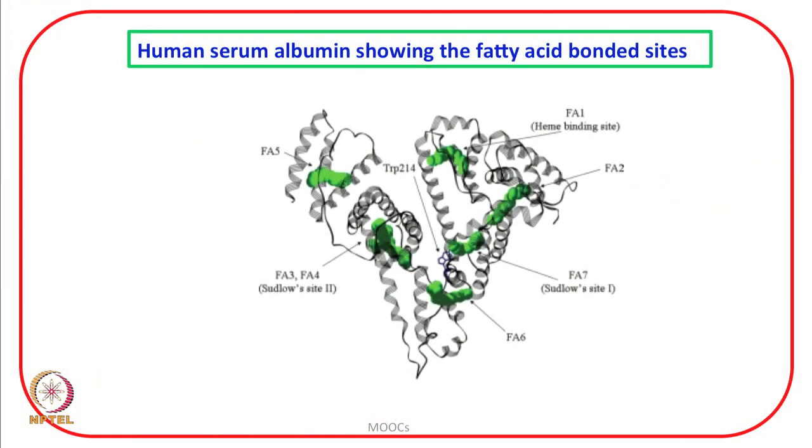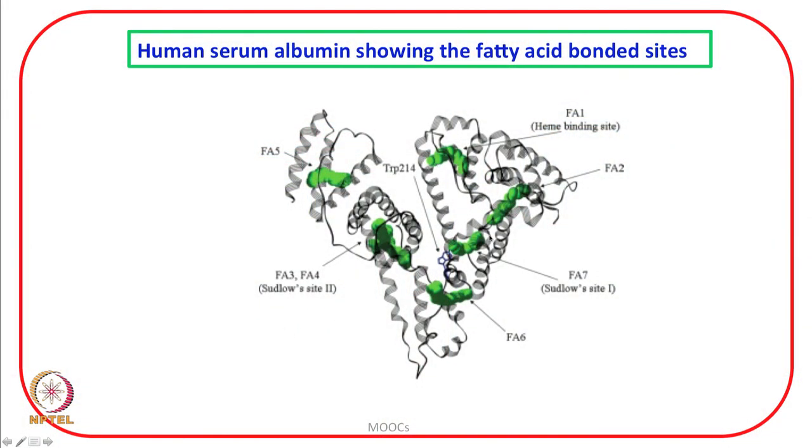Human serum albumin, HSA, as we discussed earlier, because of its structure, because of its properties, can bind a variety of ligands. One such ligand which binds to human serum albumin is fatty acid. Fatty acids can find a variety of sites on human serum albumin or bovine serum albumin and show a significant amount of binding. And these binding sites are seen in this picture, FA1, FA2, and all other possible fatty acid binding sites are shown over here.